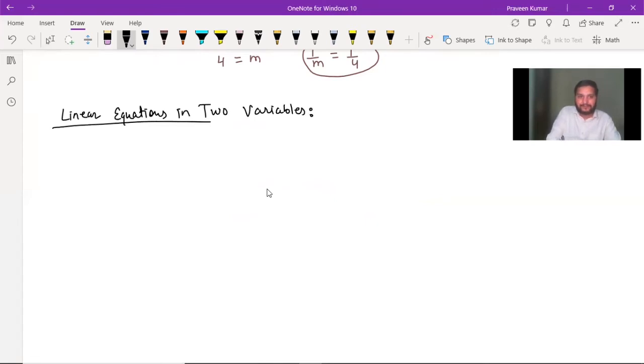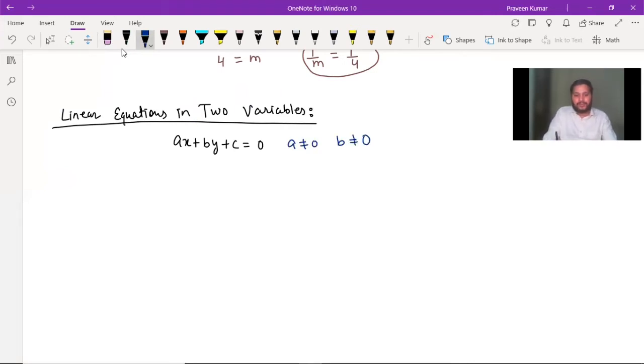Okay. So we know that the general format of linear equations in two variables is this, where either a is not equal to 0 or b is not equal to 0.